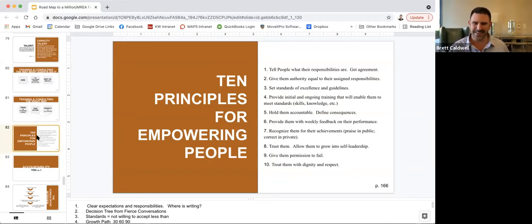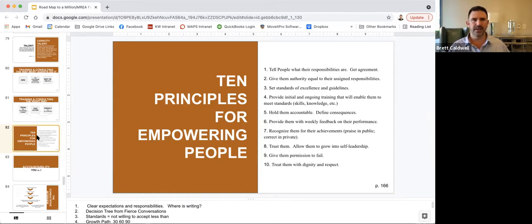All right. Hold them accountable, define consequences. Sounds negative, but it actually empowers them, right? Accountability just says, here's the line in the sand: on this side of the line is success and this side of the line is failure. Now we're clear, let's go in. And let's just hold our performance accountable.